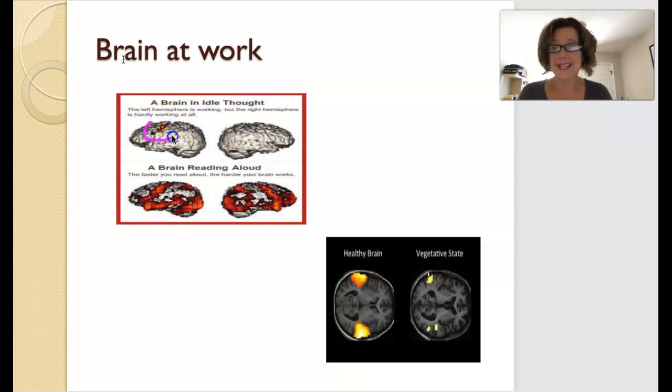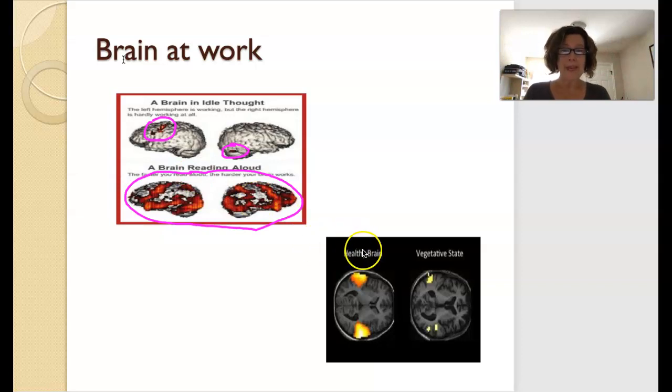So you can only see that's all that's really firing in the brain. Whereas when a brain is reading out loud, look at everything that is firing in the brain. It's creating those synapses, the neurons are flying. It's amazing stuff in here. And from our MRI imaging, in a healthy brain, when we're actually doing something, everything's firing.